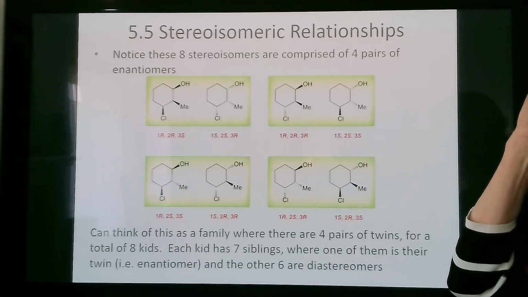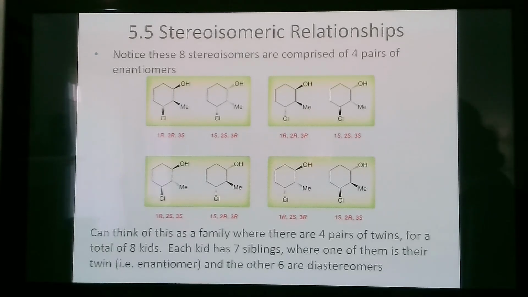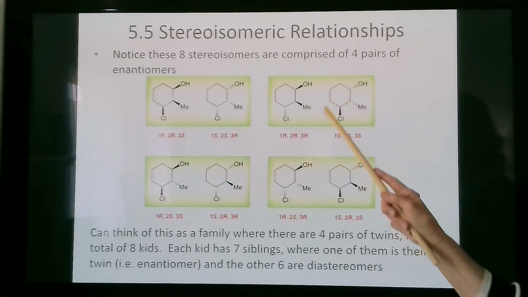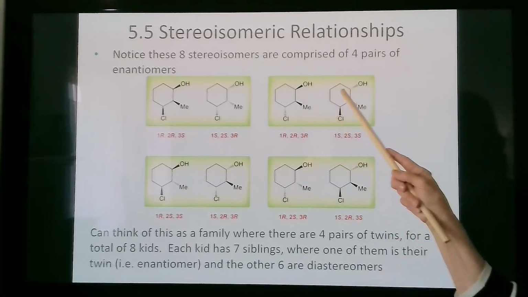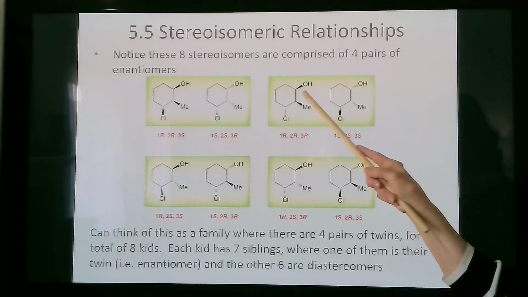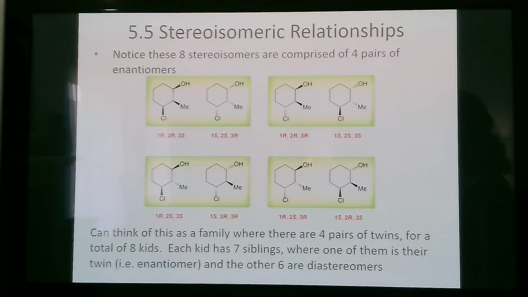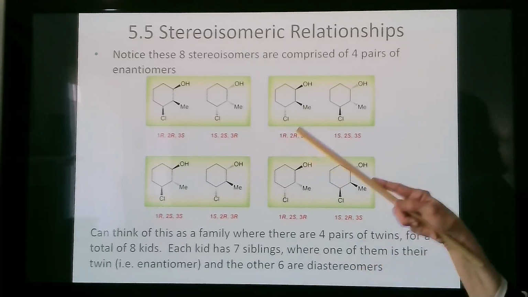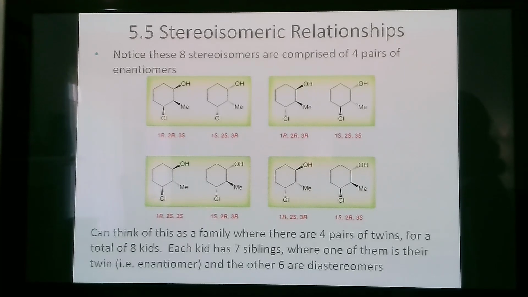You're not always guaranteed that you will have all 8. There may be a situation in which one of the pairs has a mirror image that actually is the same compound, and so that will cut down your number of stereoisomers. So that equation, 2 to the nth power, gives you the maximum number of stereoisomers. It doesn't guarantee you're going to have all of those. It just predicts the maximum number possible.